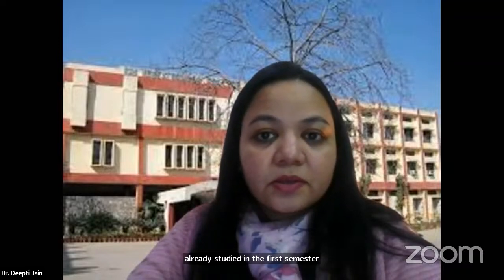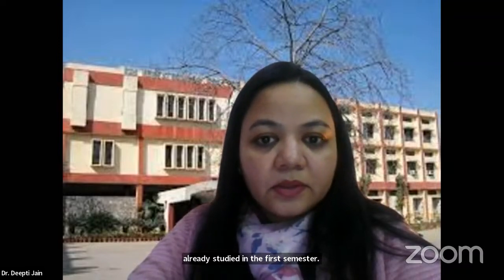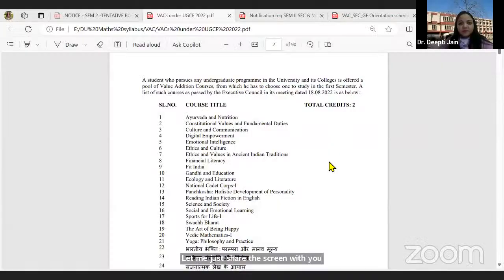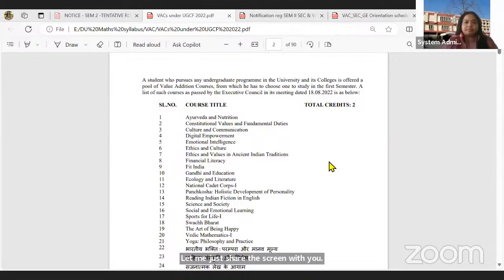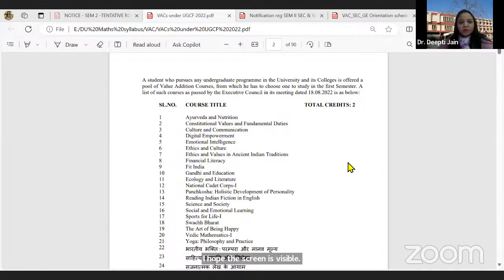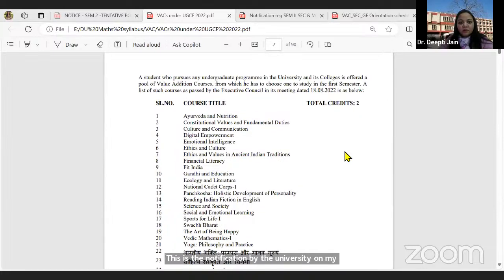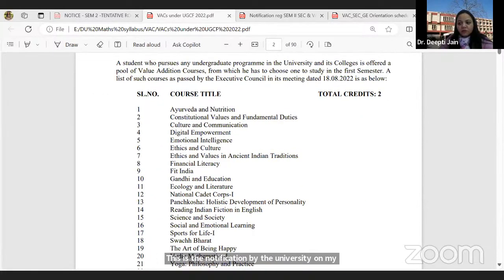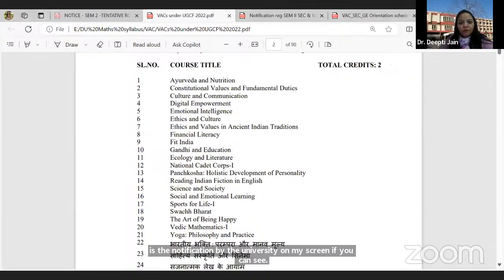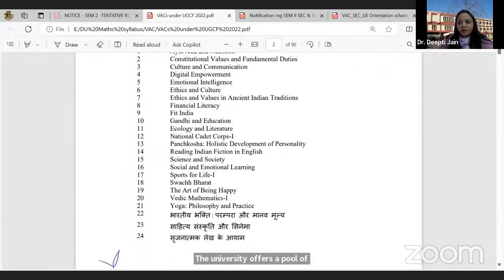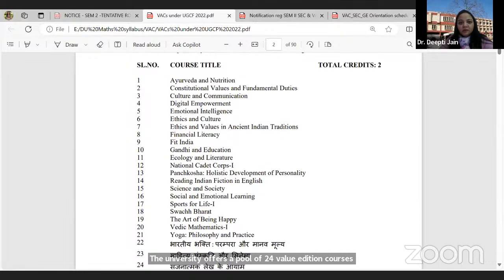Let me just share the screen with you. I hope the screen is visible. This is the notification by the university on my screen, if you can see. The university offers a pool of 24 value addition courses, all listed here. And out of these 24, we are offering 15 in the second semester.